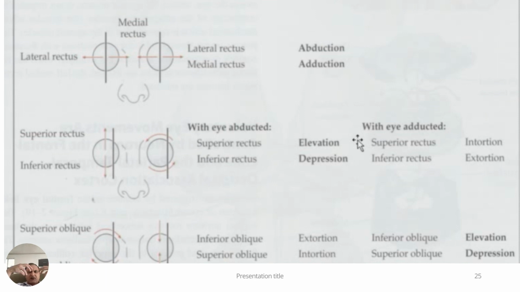The superior group of muscles, that is the superior oblique and the superior rectus, cause intorsion, that is the eye moves towards the nose, intorsion of the eyeball, and the inferior group of muscles, that is the inferior oblique and the inferior rectus, cause extorsion.